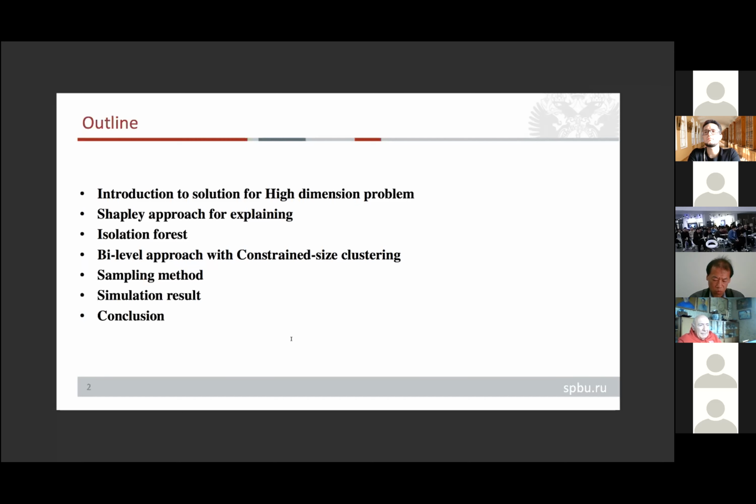And for our current process, we use isolation first, and we have two solutions to solve the high dimension problem. First is the bi-level approach, and inside the bi-level approach, we also use a special clustering method called constrained size k-means clustering, and also sampling methods as the second solution. In the end, I will introduce the simulation results and conclusion.